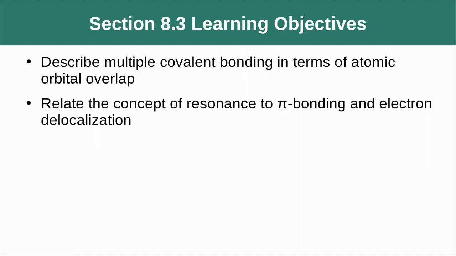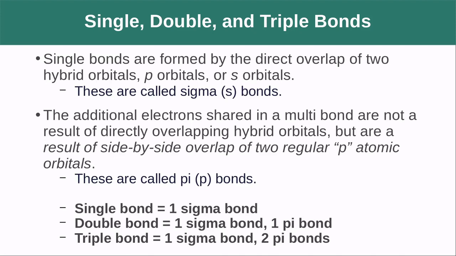In section 8.3, we're going to extend our idea of hybrid orbitals to allow for multiple bonding, and then we're going to extend that concept to the idea of resonance that we learned about before. A little refresher here: single bonds are formed by sigma bonds, and multiple bonds are formed by pi bonds. Pi bonds are not created by hybrid orbitals. Hybrid orbitals only form sigma bonds. Multiple bonding occurs from the unhybridized orbitals that are left over.